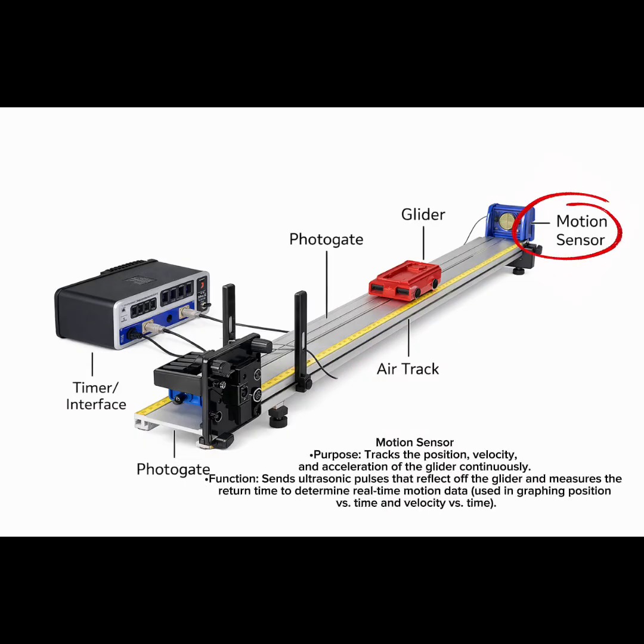Motion sensor. Purpose: it tracks the position, velocity, and acceleration of the glider continuously. Function: it sends ultrasonic pulses that reflect off the glider and measures the return time to determine real-time motion data, graphing position versus time and velocity versus time.